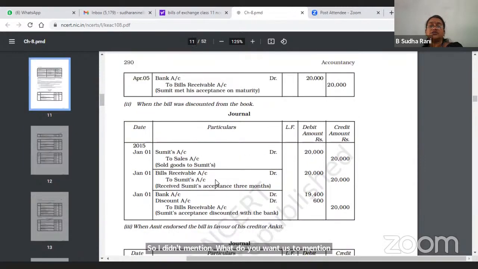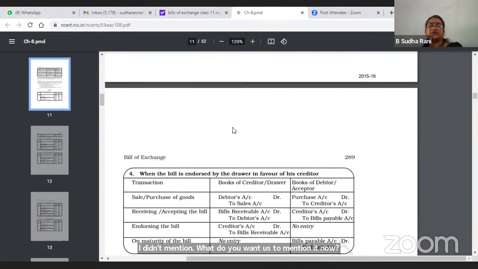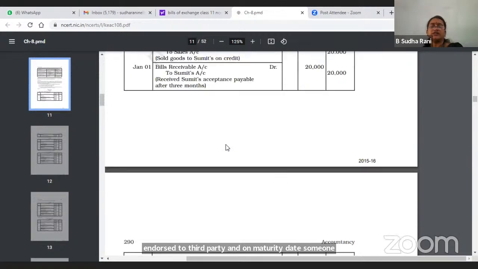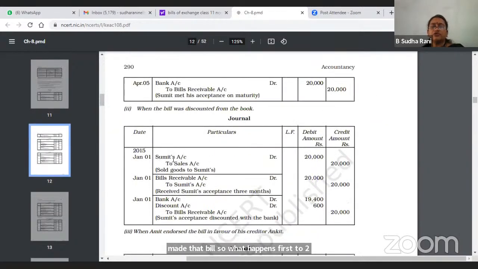Now, the third situation. What is the third situation he asked? The bill is endorsed to a third party, Ankit. Goods sold, bill drawn and acceptance received, and the bill has been endorsed to the third party, and on maturity date, Suman met the bill. So what happens? First 2 entries remain the same. That is Sumit account debit to sales, bills receivable to Sumit.